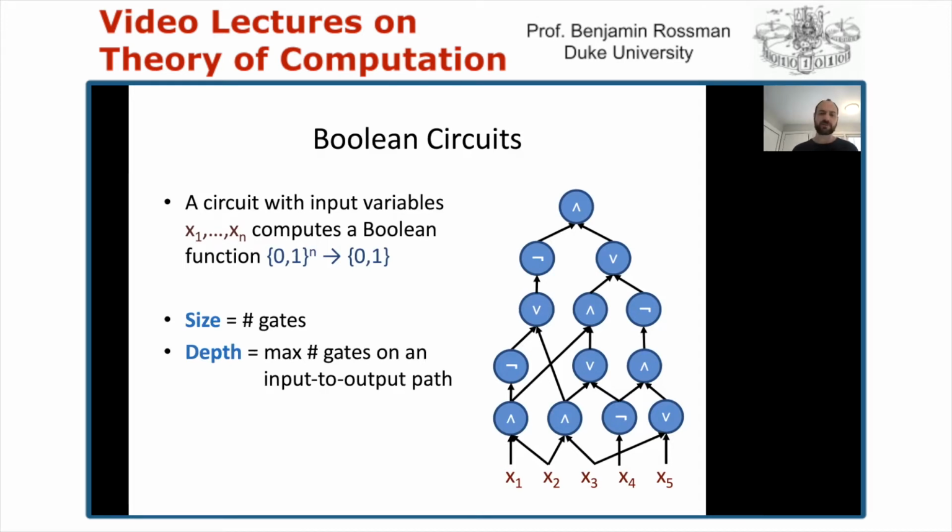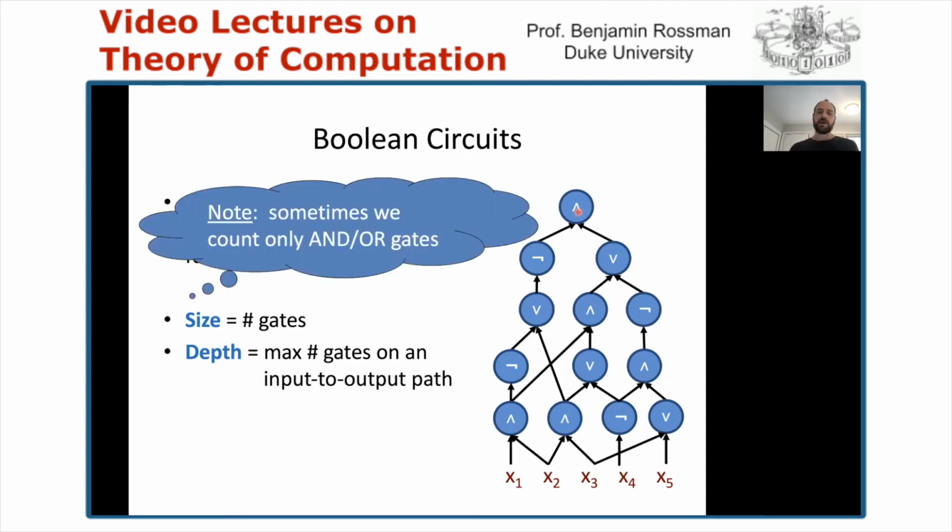And the two parameters we'll consider of Boolean circuits are the size and depth. Size we measure by the number of gates, and the depth is the maximum number of gates on an input to output path. So for example, this circuit here has depth 5. And just as a note, sometimes we measure size and depth only in terms of AND and OR gates. So sometimes it's convenient to ignore NOT gates. In other words, let them count for free.